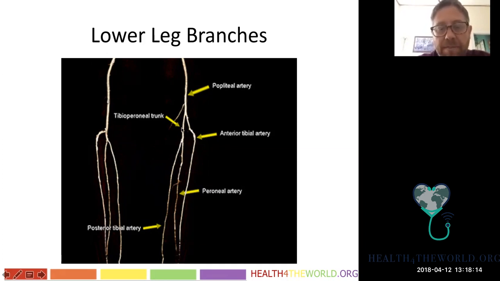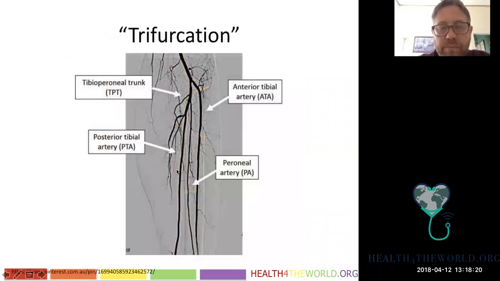And then the TP trunk is going to be posterior. Let's take a look at that. So again, here's the anterior tibial artery coming off as the first main branch of the popliteal, and then you're going to have this TP trunk going straight down to the peroneal, also called the fibular, and it's going to give off the larger posterior tibial.